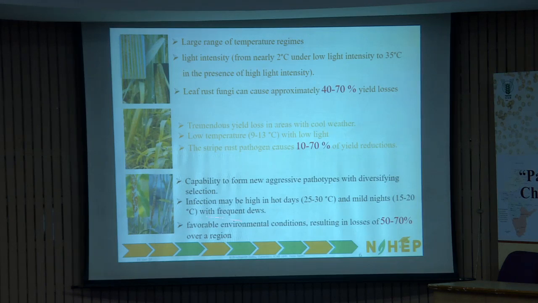And stem rust has been more prominent in Africa in recent years. There are so many races of UG99, which is causing devastating losses to African farmers. It has the ability to cause 50 to 70% losses, and it needs higher temperatures to cause disease.